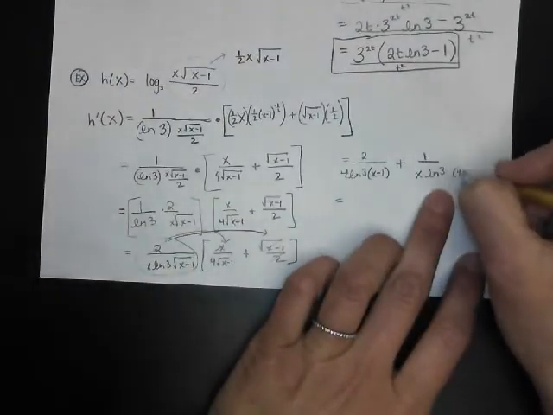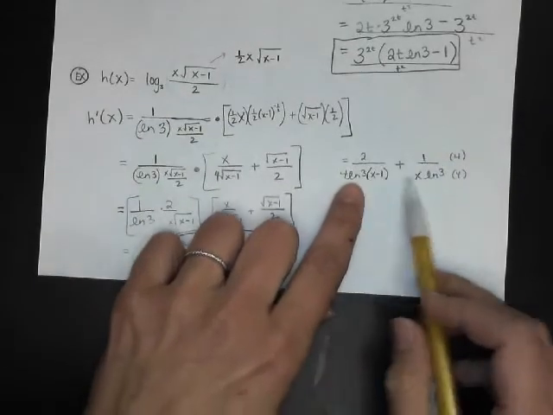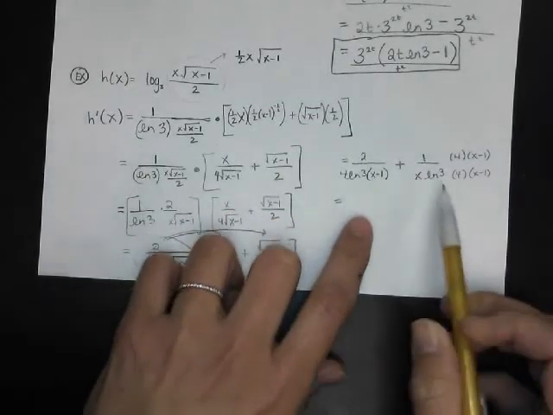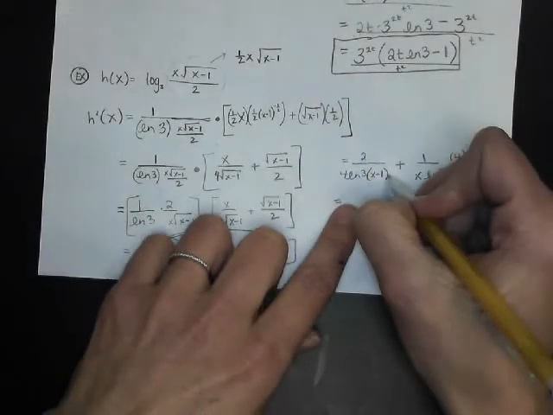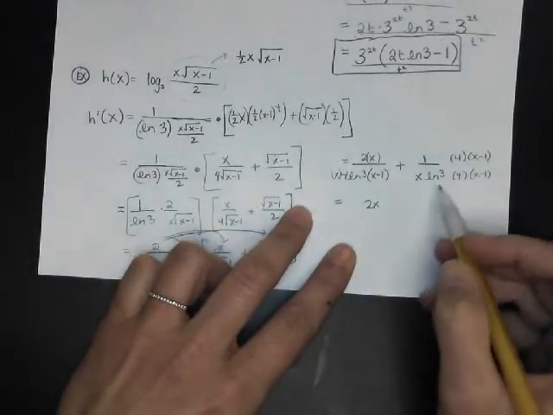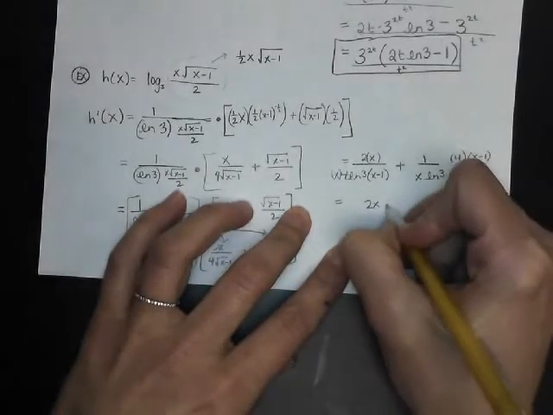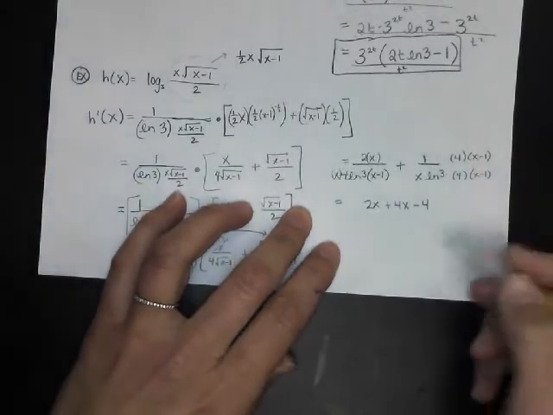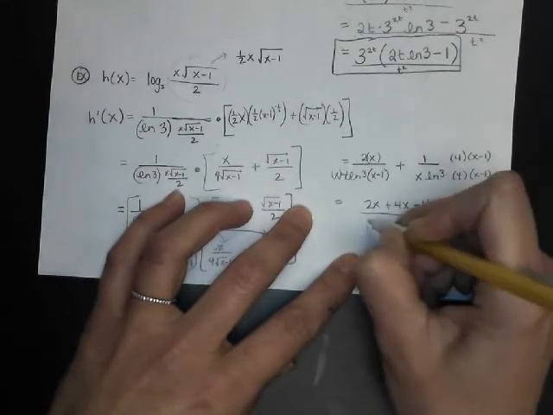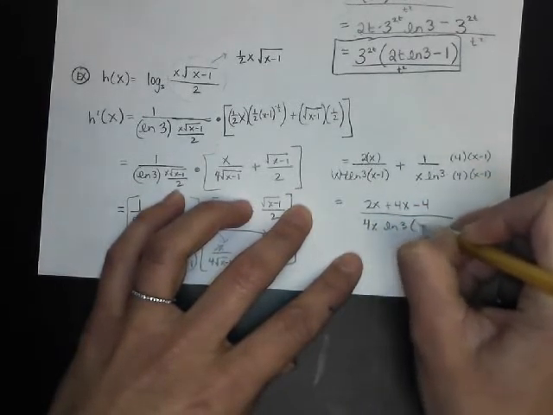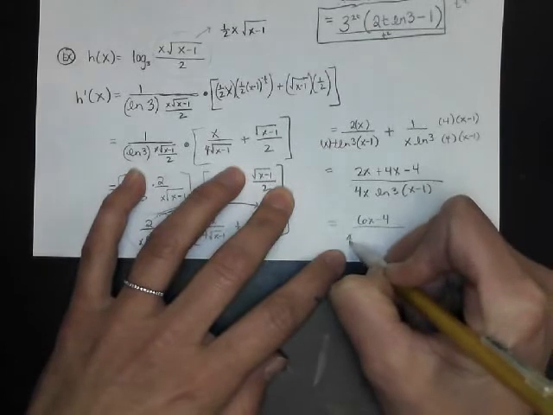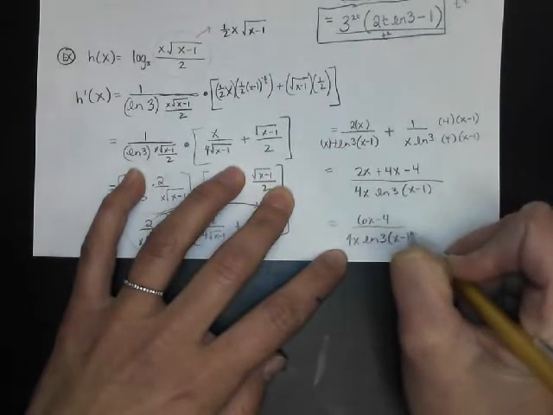So this one needs a 4. They both have the ln of 3 already. This one has an x minus 1. This one would need an x minus 1. This one has an x. This one would need an x. So up top we would have 2x distributing a 4, so plus 4x minus 4 all over your common denominator, 4x natural log of 3, x minus 1. Okay, so this is 6x minus 4 over 4x natural log of 3, x minus 1.